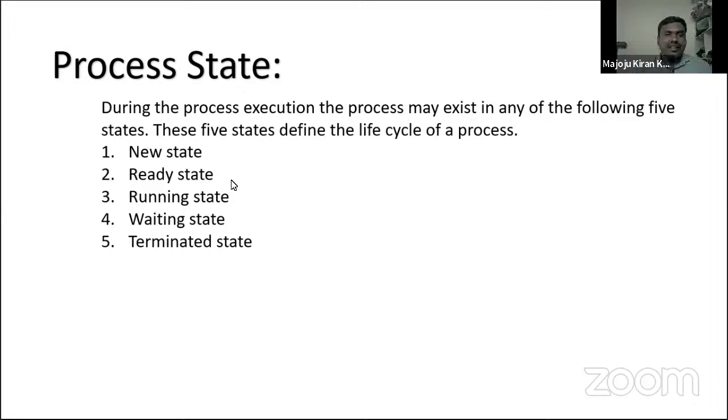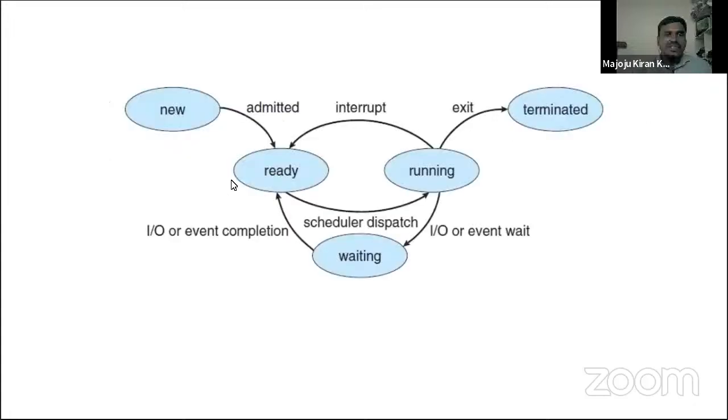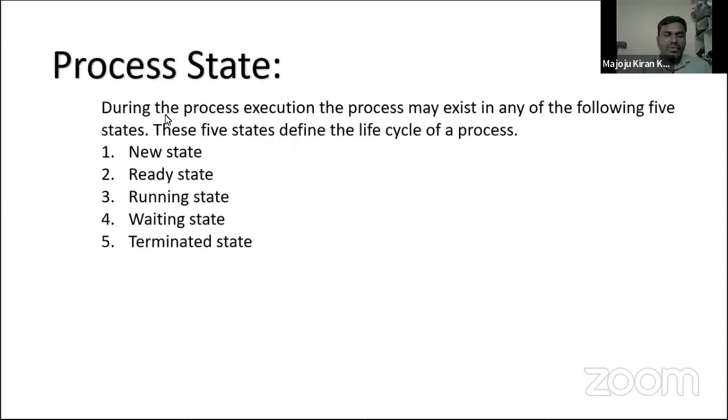A process is said to be created when an application is loaded from the secondary memory to the main memory. That means the process is created, and now it is said to be in the new state, that means a newborn state. Once the process is created, it doesn't mean that it is directly executing.